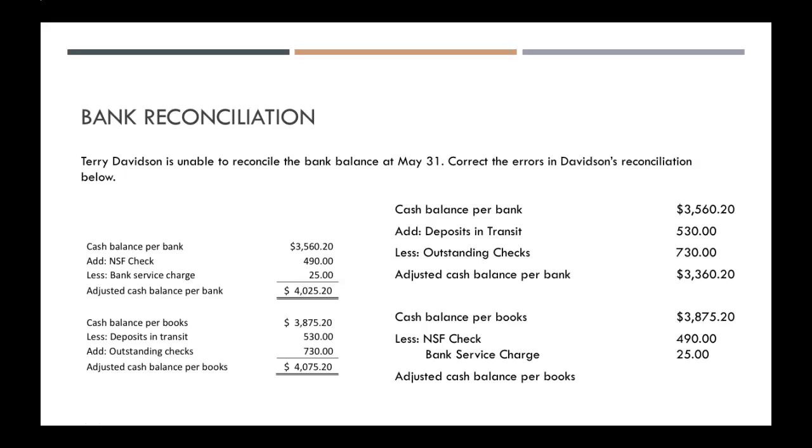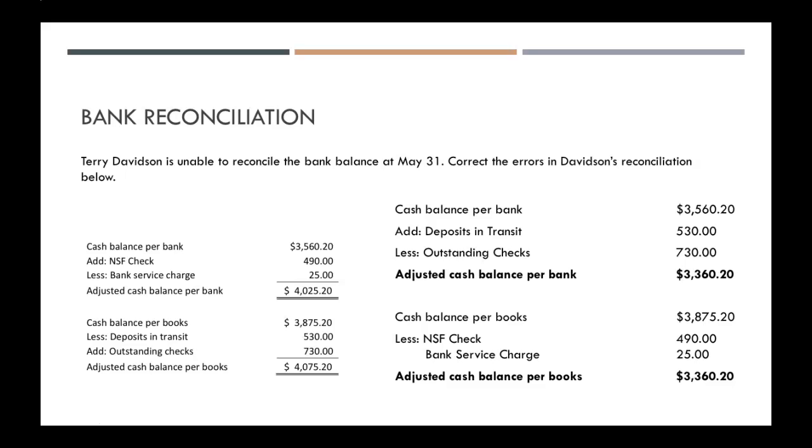So once we have both of those in, we then need to find the adjusted cash balance per books. So we start off with our initial cash balance per books, the $3,875. Subtract out the NSF check of $490. Subtract out the bank service charge of $25. And we see that the adjusted cash balance per books is $3,360.20. And where have we seen that before?